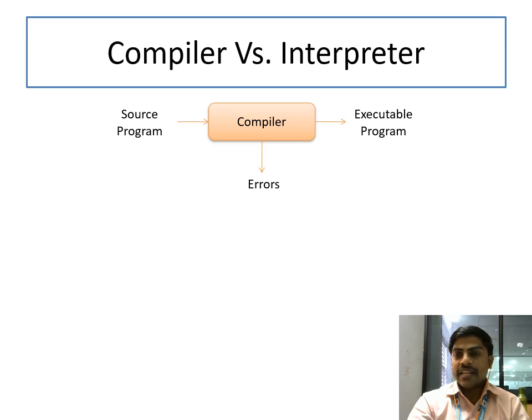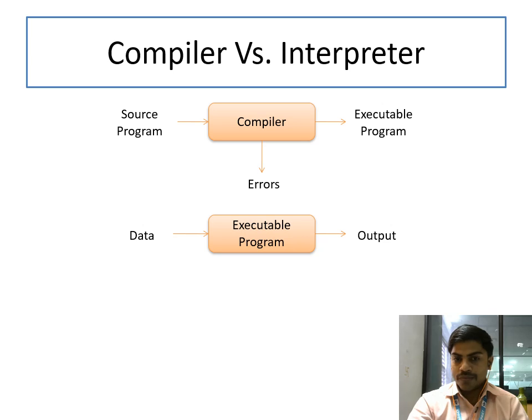It will indicate the errors as and when, and the user or the programmer has to clear all the errors in order to get the executable program. And let us look into the next step. Once the executable program is ready by the compiler, the data or input can be fed to the executable program, which would probably generate the expected output.